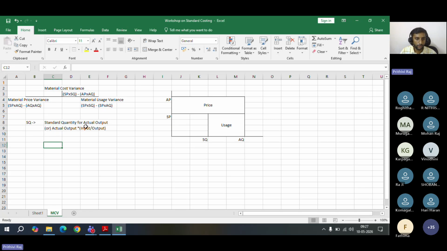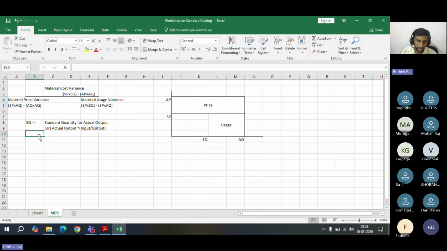We have two formulas. Whenever a percentage loss, like 10% or 20%, is given, you can follow this formula: actual output over input and output. If the loss is given as 10%, what does it mean? Input is 100%, loss is 10%, so output is 90%. So 100 by 90. We will do sums in this method, and we also do sums to find SQ based on the formula.